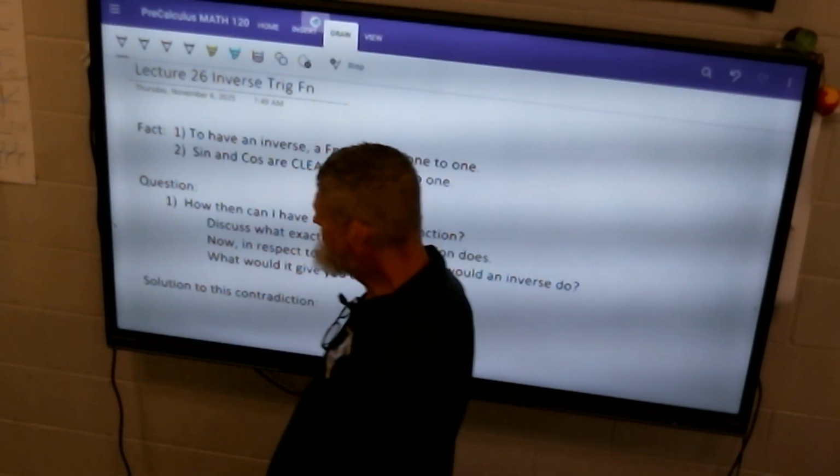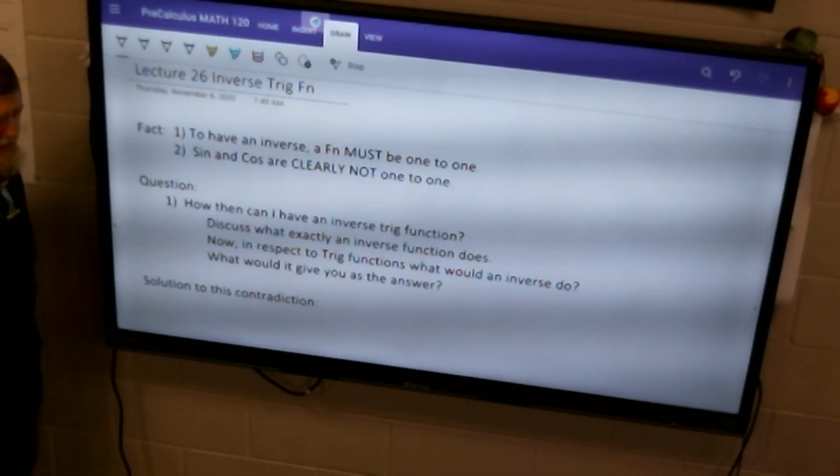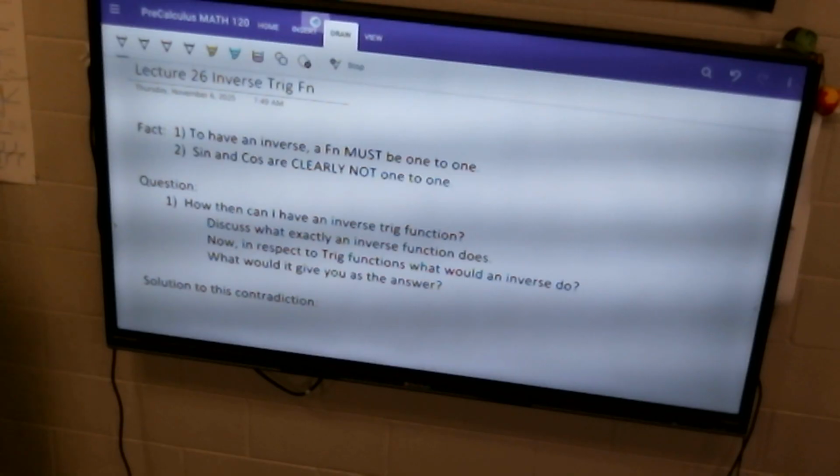Okay, so we're looking at lecture 26, inverse trig functions. Fact number one, we know from functions that to have an inverse, a function must be one-to-one. Now I'm going to jump here real quick.